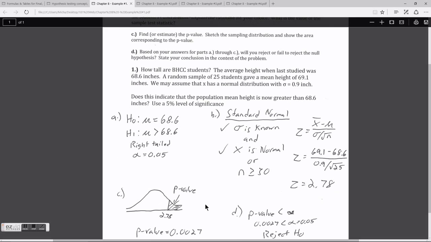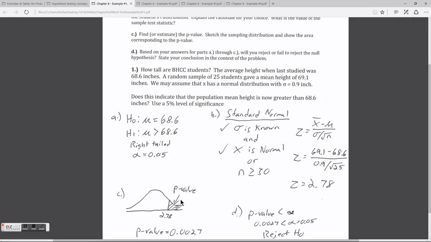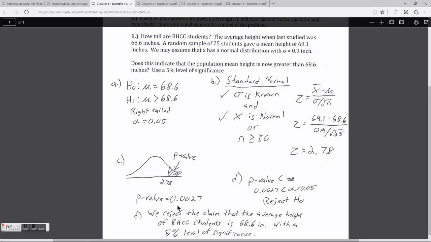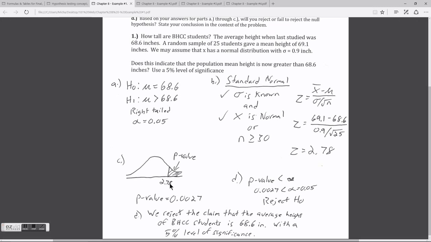What I'm going to do with that is find something called a p-value. The p-value is essentially the probability that my z-value, or my sample mean, is greater than the values that I calculated. I want to know what's the probability I could have got a sample mean of at least 69.1 inches or higher. That's the same as the probability that z is greater than or equal to 2.78. I can get that p-value off of the normal table using my regular procedures. I would have to look up 2.78 on my normal table. That would be the area to the left when I found that.